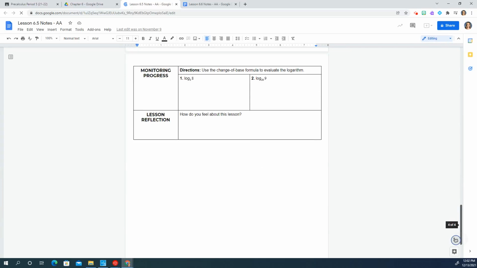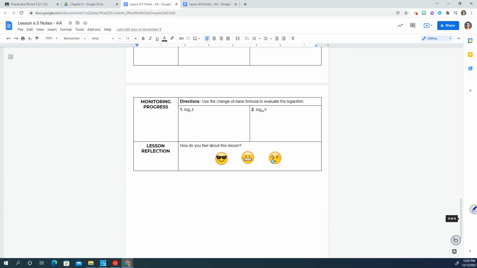What we talked about, I know it's been a while, on Friday was to evaluate something like this that's asking me 3 to what power gives me 8. That's not something we know off the top of our head. You take the log of the bigger number divided by the log of the base. Base always goes on the bottom. I got about 1.893, which makes sense because 3 squared is 9, so we should get a number that's a little under 2.